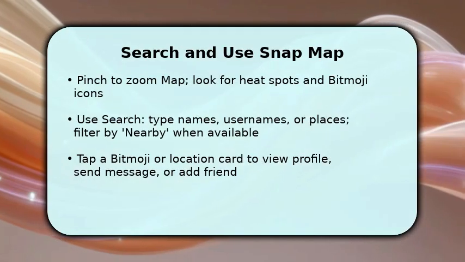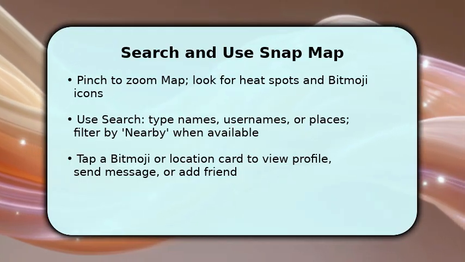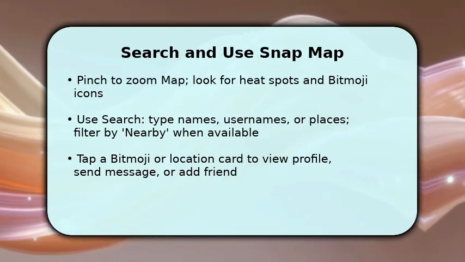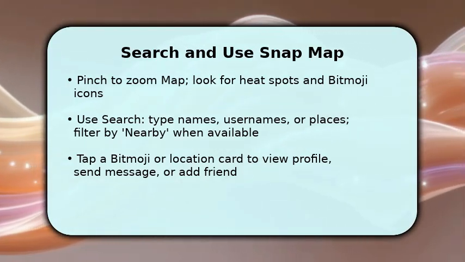Now focus on finding people using the map and search tools. Pinch to zoom the Snap Map and scan for Bitmoji icons or heat spots that show activity. These indicate nearby users. Next, use the search bar to type usernames, real names, or places.